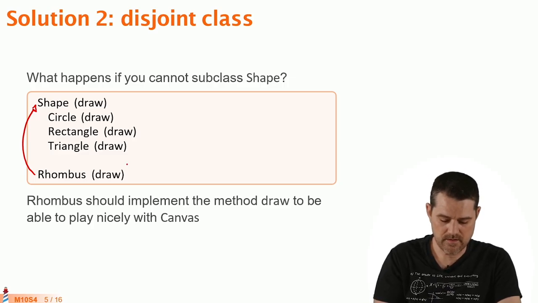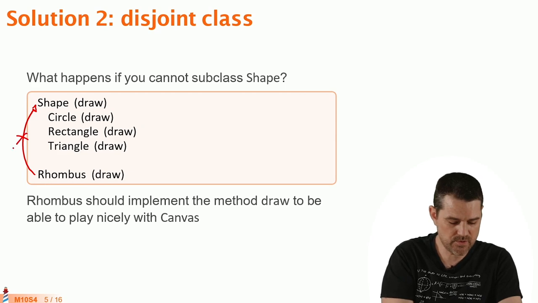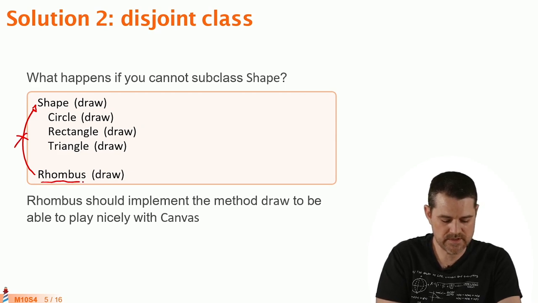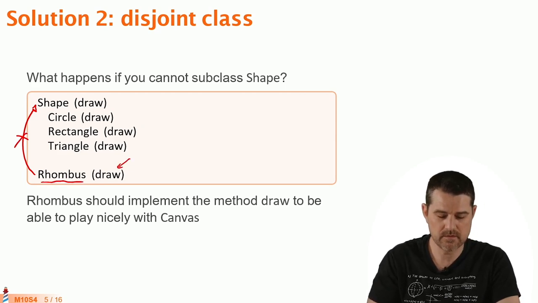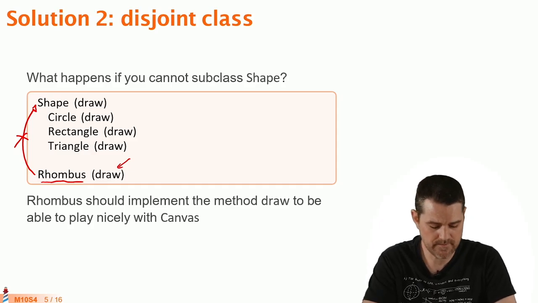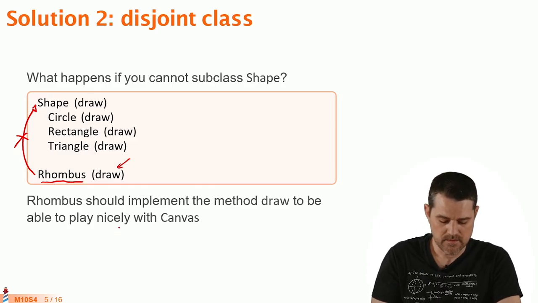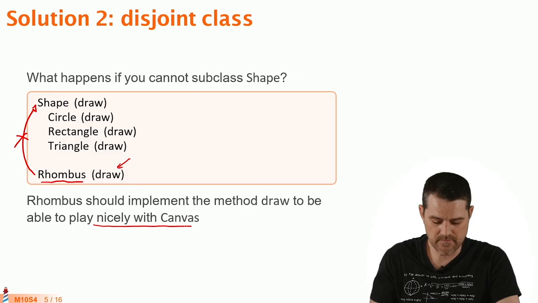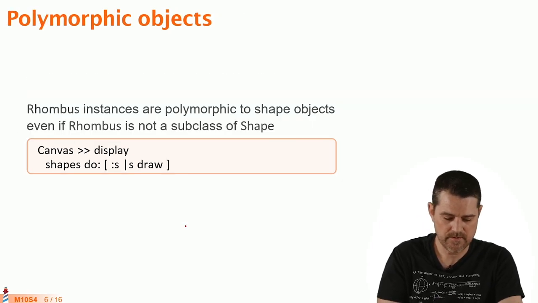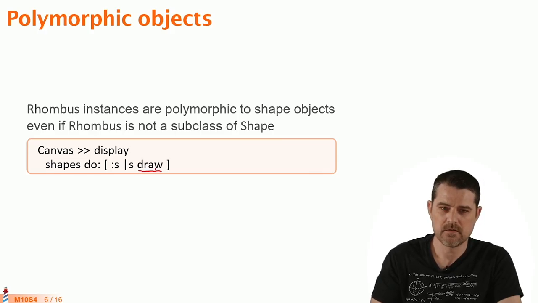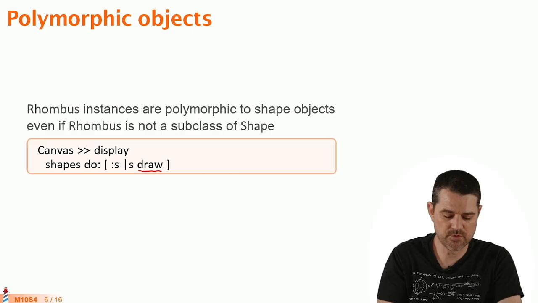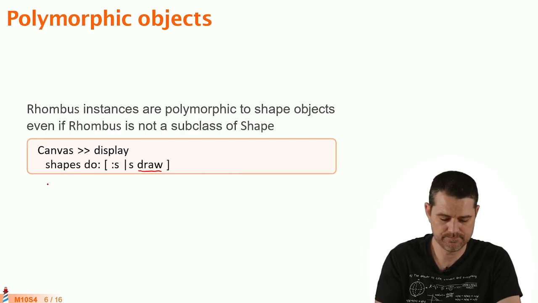And I can still create this Rhombus class. I can still implement the draw method in this class. So it means that it should play nicely with the Canvas. And if we look at the code, if I implement the Rhombus like that, it will answer to the draw message, and it will play nicely. I can introduce some Rhombus instances in the shapes collection, and it will work perfectly, even if Rhombus is not a subclass of Shape.